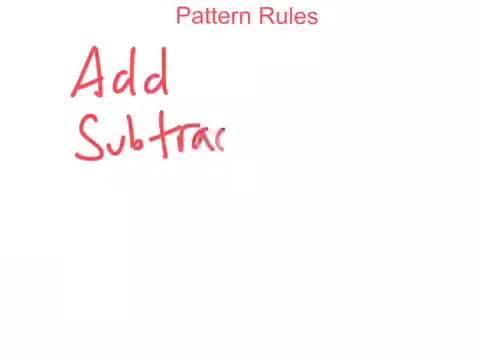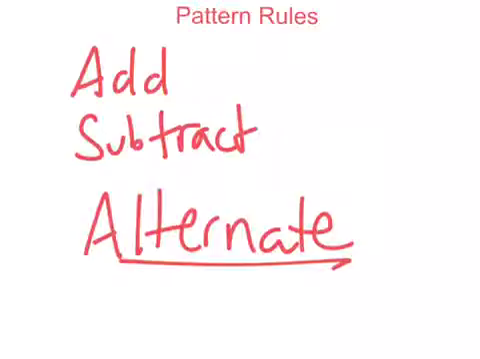So we've looked at adding patterns, and we've looked at subtracting patterns. Now we're going to look at a different one that's called an alternate pattern. Alternate pattern. Here's a pattern to look at. 6, 8, 9, 11, 12, 14. Okay. So remember, let's find out, how do we get from one number to the next?